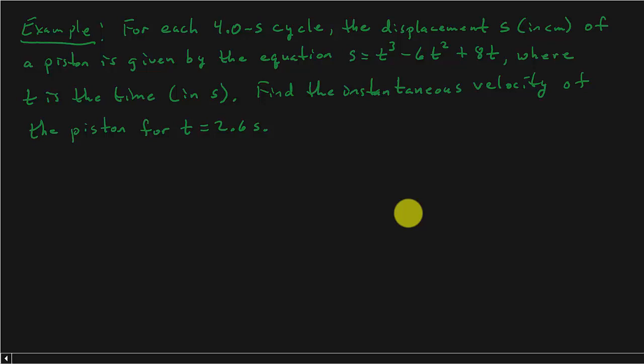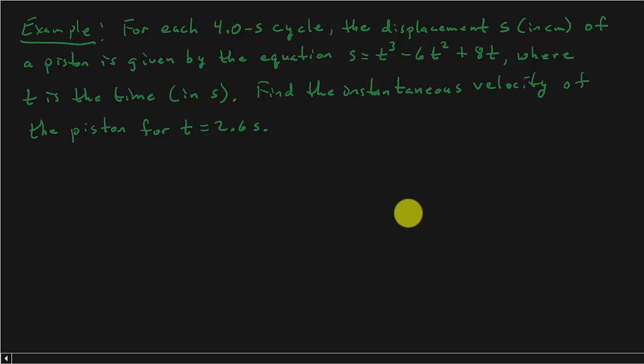It says, for each 4.0 s cycle, the displacement s in centimeters of a piston is given by the equation s equals t cubed minus 6t squared plus 8t, where t is the time in seconds. Find the instantaneous velocity of the piston for t equals 2.6 seconds. Now, the video before this one goes over instantaneous velocity, rate of change, and all that, so you might want to watch the video right before this one.